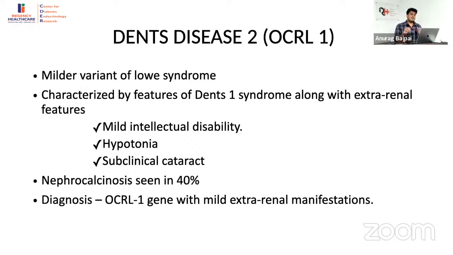And when we find a mutation in the OCRL gene, we have to consider whether it is Lowe syndrome or Dent disease type 2. This is based on the severity of the extrarenal manifestations. In case it is mild, then it is Dent disease type 2. In case it is severe, then it is Lowe syndrome.